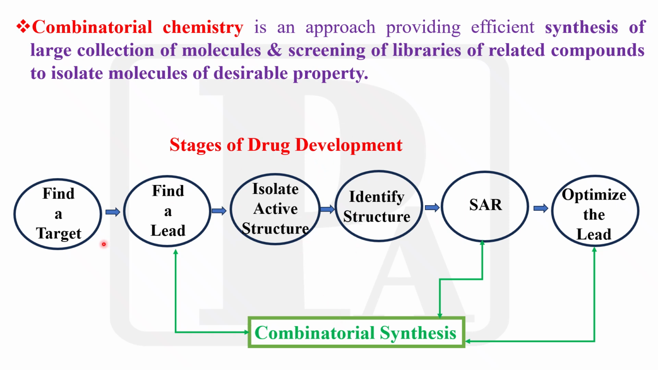Now we'll see the stages of drug development and the role of combinatorial synthesis. In drug development, first we find a target, then we find a lead. We have to isolate the active compound, then that structure is identified. We go for structure activity relationship and finally we have to optimize the lead. So these are the stages of drug development. Combinatorial synthesis plays a major role in three of them: finding a lead, structure activity relationship, and optimizing a lead.